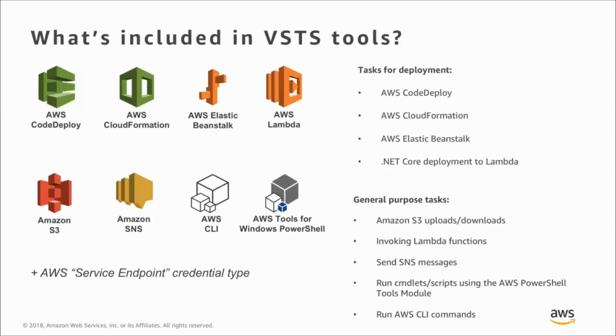So there are different tasks for deployment. You can take your VSTS application and deploy to CloudFormation or Beanstalk. You can even do .NET Core deployments to Lambda, as well as a bunch of general purpose tasks. So you can do S3 uploads and downloads, you can invoke Lambda functions, you can send an SNS message, or you can even just call the AWS CLI as well.